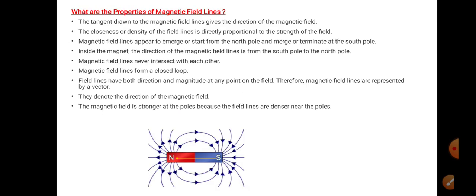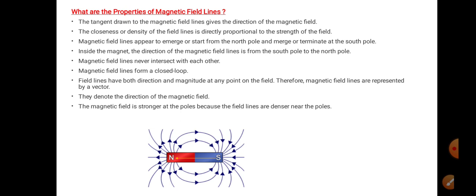So now, properties of magnetic field lines. From this diagram we can see that these field lines always start from the N pole and enter the S pole externally, but internally they exit from the S pole and enter towards the N pole. Okay, means they always form closed loops.